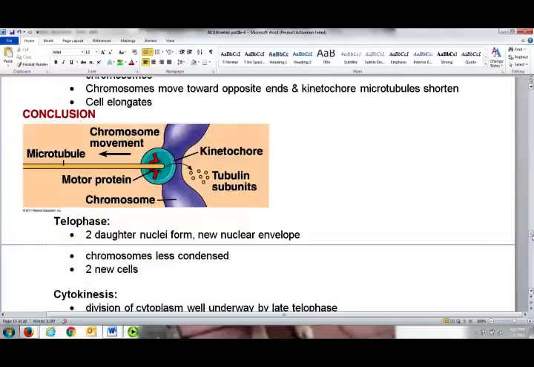And you'll end up with two new cells. So in telophase, you end up with two new daughter nuclei, a new nuclear envelope. The chromosomes will become less condensed and go back to chromatin, and you have two new cells. This diagram here is showing where you've got the microtubule, and as the chromosome moves, here it is moving and breaking off the tubulin subunits. So it kind of builds the microtubule by putting the subunits, the pieces on like Legos, and then it breaks it down by pulling the Lego pieces off.